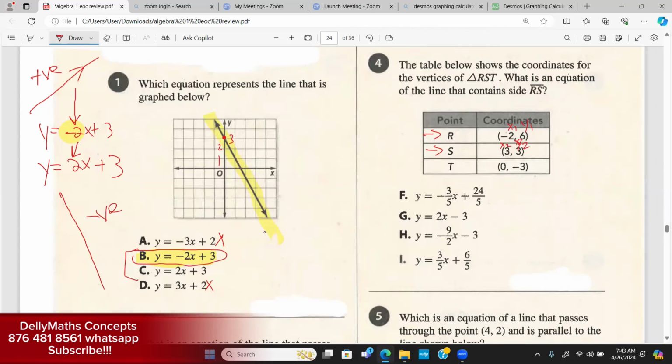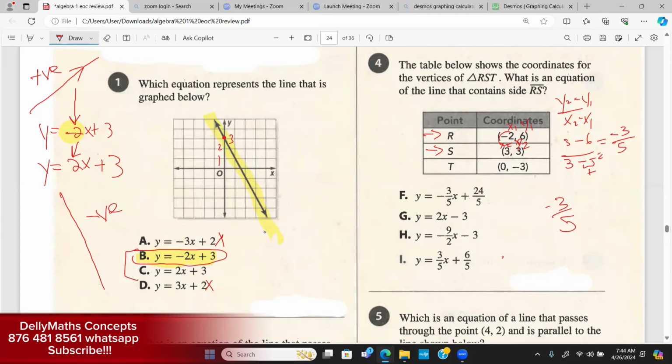Let us find the slope first. The slope is going to be Y2 minus Y1 over X2 minus X1. What is Y2? That is 3 minus 6 over, what is X2? 3 minus negative 2. I'm looking at negative 3 at the top over, this becomes a plus, which is 5. So whatever line this is, I'm looking at negative 3/5 for my slope.